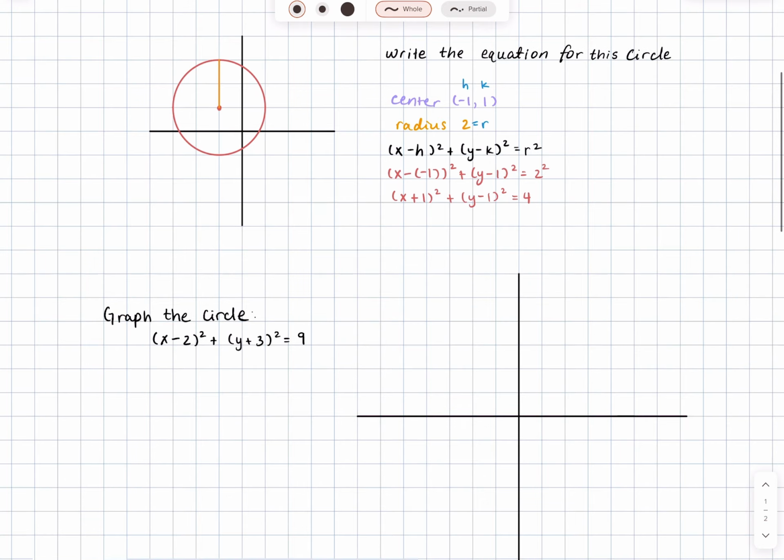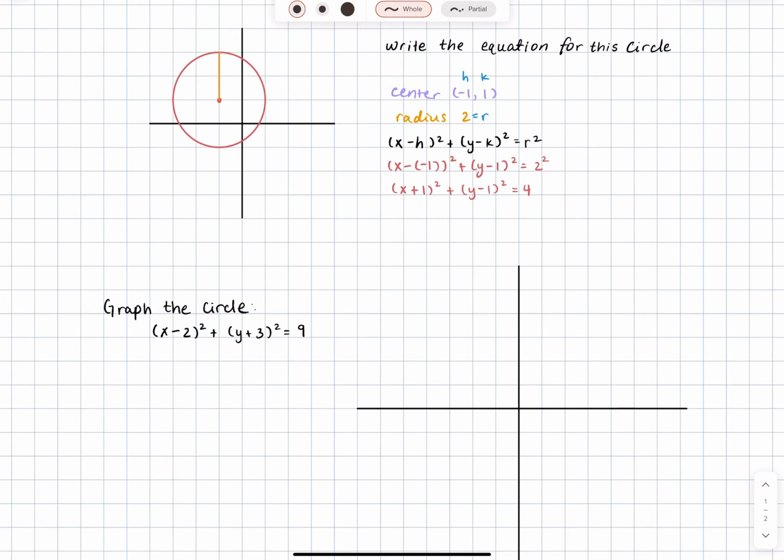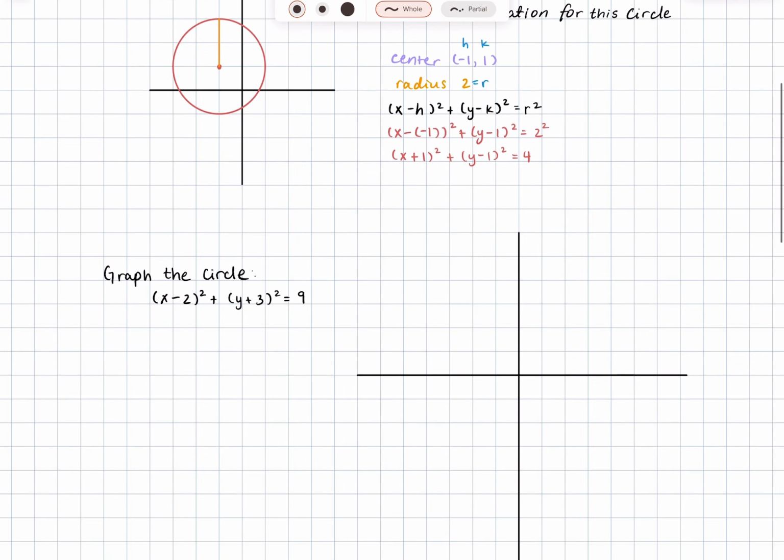Here, instead of asking us to find the equation, they're giving us the equation of the circle, and we're asked to draw or graph the circle. We always have to start with the center. Again, write the formula first: (x - h)^2 + (y - k)^2 = r^2.